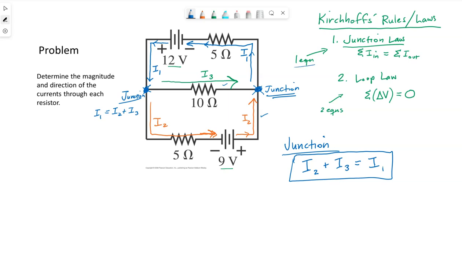In your EE courses, you may very well run into more complex circuits. Here, our circuits will lead us to needing one junction law equation.